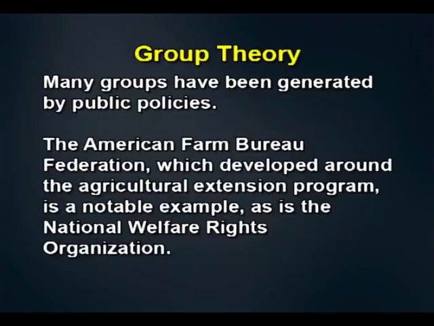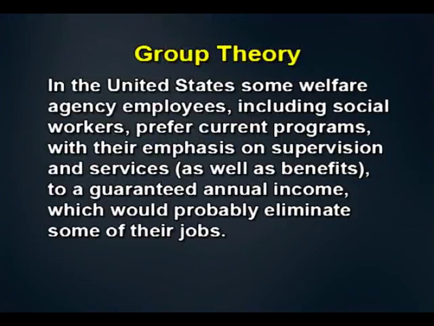The American Farm Bureau Federation, which developed around the Agricultural Extension Program, is a notable example, as is the National Welfare Rights Organization. Public officials also may acquire a stake in particular programs and act as an interest group supporting their continuance. In the United States, some welfare agency employees, including social workers, prefer current programs with their emphasis on supervision and services as well as benefits to a guaranteed annual income, which would probably eliminate some of their jobs.